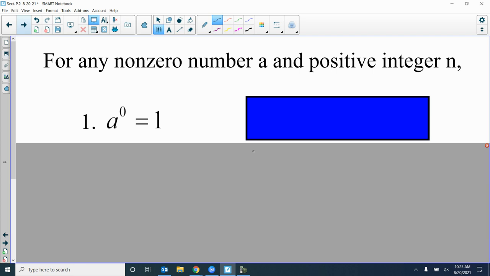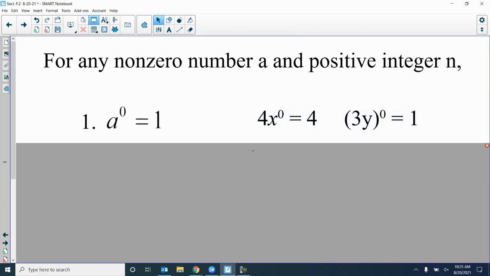All right, anything to the 0 power is 1. You know that. You've talked about it before. I'll give you the rule and a couple of quick base examples. So 4x to the 0, I said everything equals 1. Well, the x is the only thing to the 0 power, so that becomes a 1. The 4 is not affected, so that one's a 4. And if you have a quantity to the 0 power, then that will all become a 1.